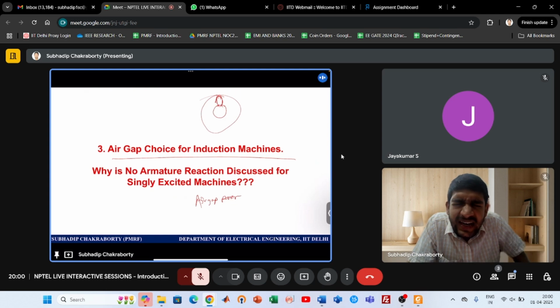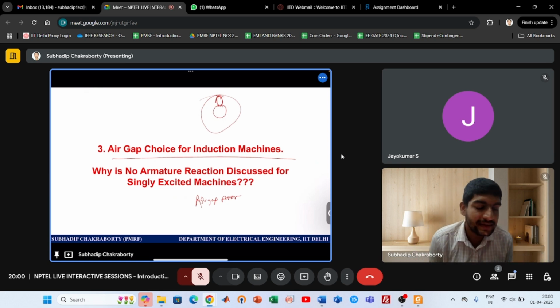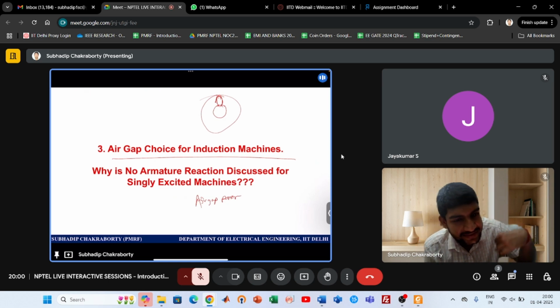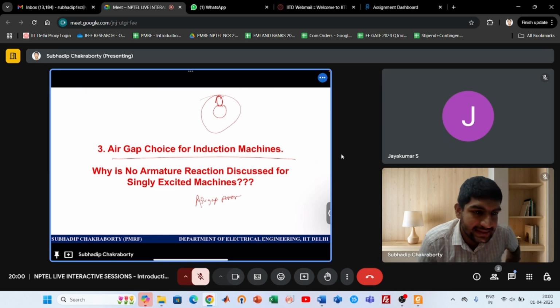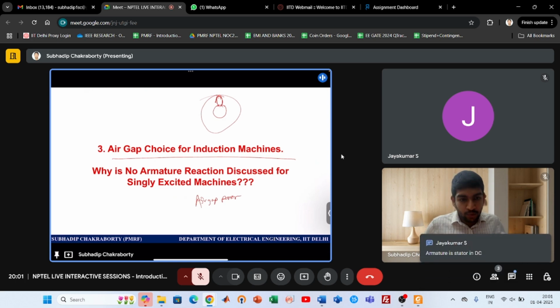No. Transformer also has no armature reaction. It is iron. Induction machine, although there is air plus iron, never think of induction machine as only air. Magnetic field lines traverse both through iron and air. The rotor slot has iron, the stator slot has iron. The path is completed emanating from the stator, linking the rotor, coming back to the stator. It is air plus iron, not completely air. But still in both cases, we don't talk about armature reaction. Why so? And both are singly excited, right?